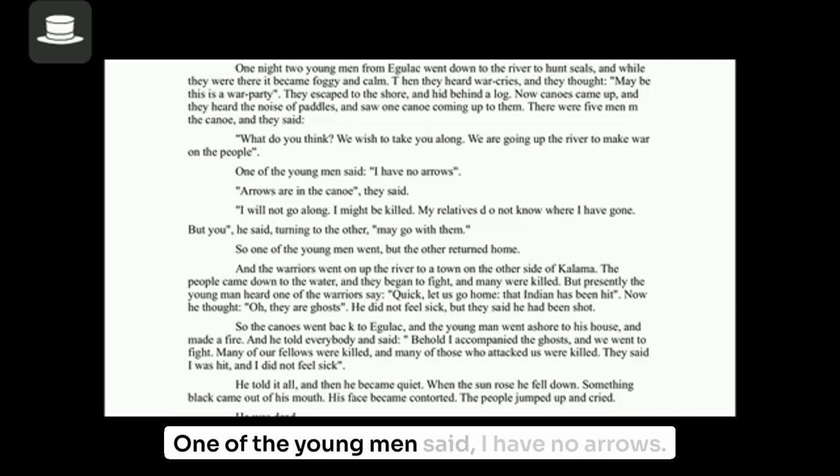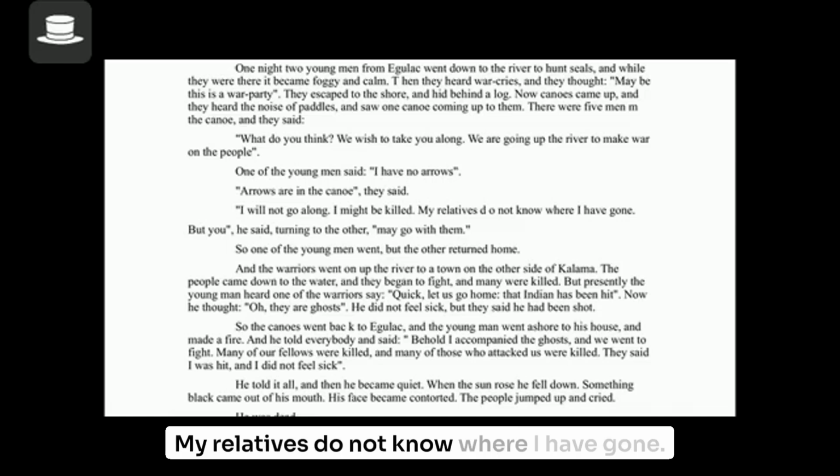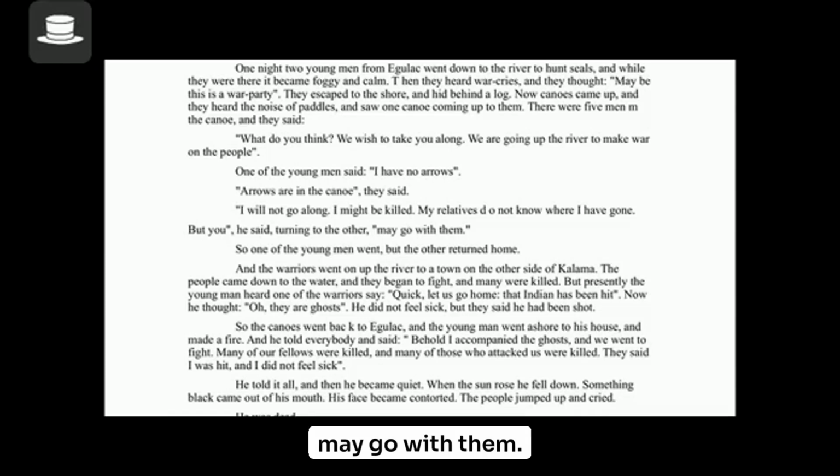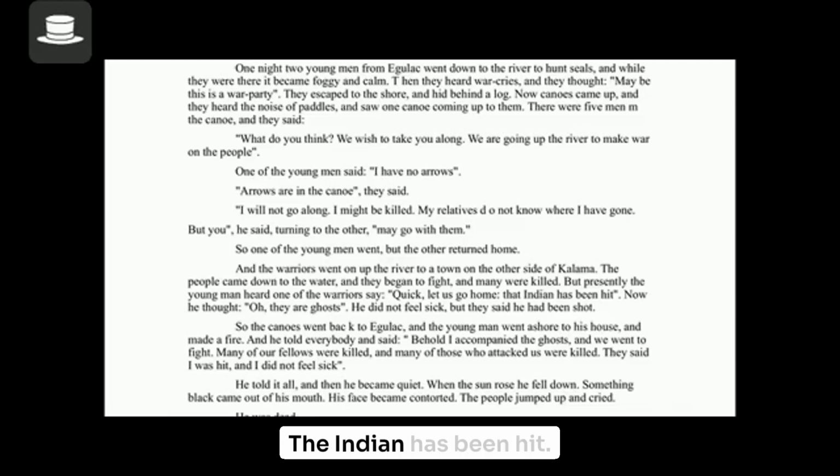One of the young men said, "I have no arrows." "Arrows are in the canoe," they said. "I will not go along alone. I might be killed. My relatives do not know where I have gone. But you," he said, turning to the other, "may go with them." So one of the young men went, but the other returned home. And the warriors went on up the river to a town on the other side of Kalama. The people came down to the water, and they began to fight, and many were killed. But presently the young man heard one of the warriors say, "Quick, let us go home. The Indian has been hit."